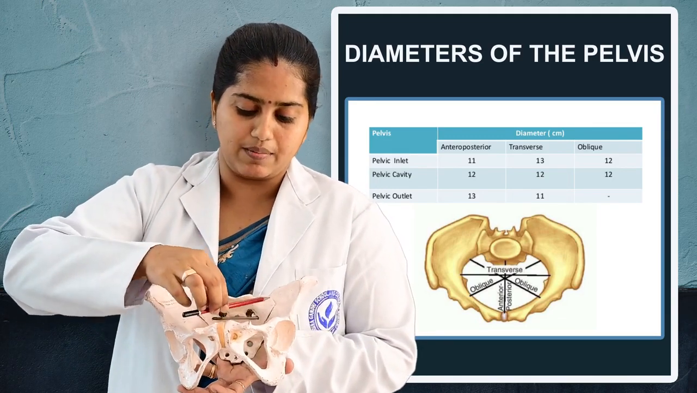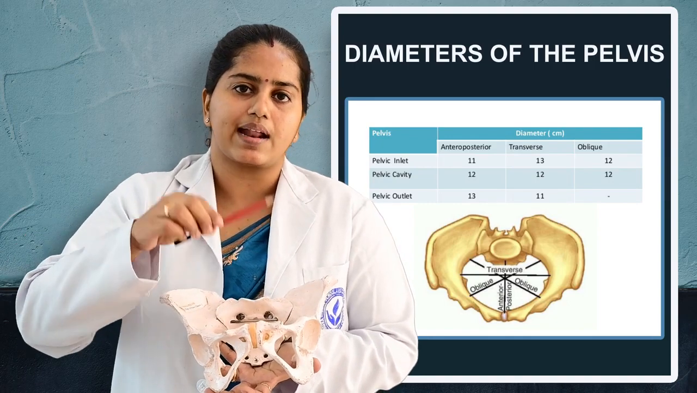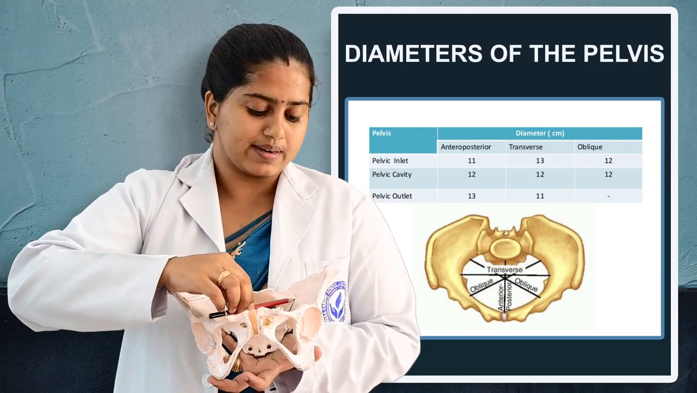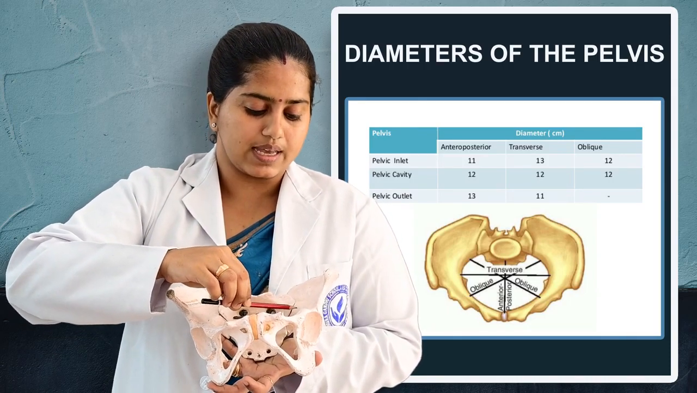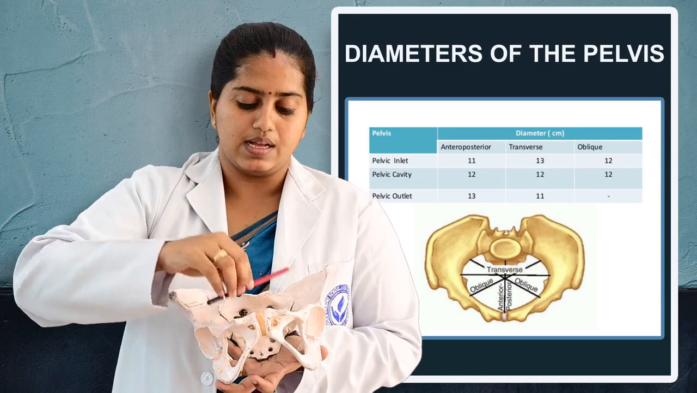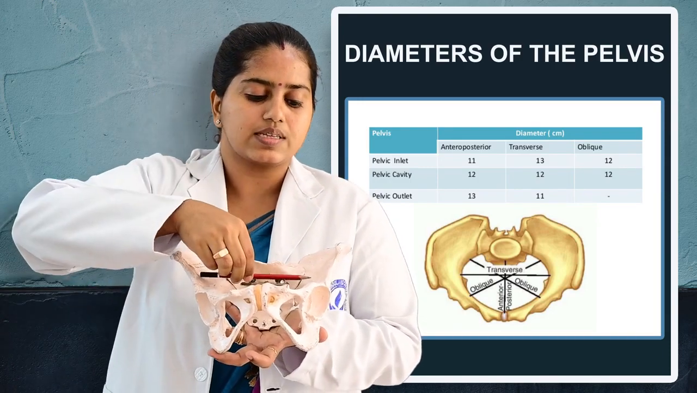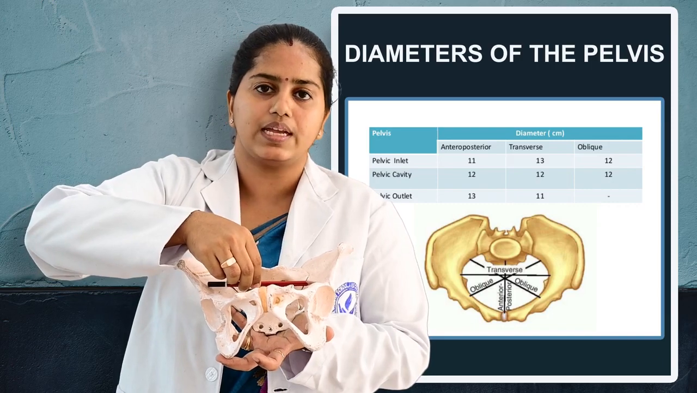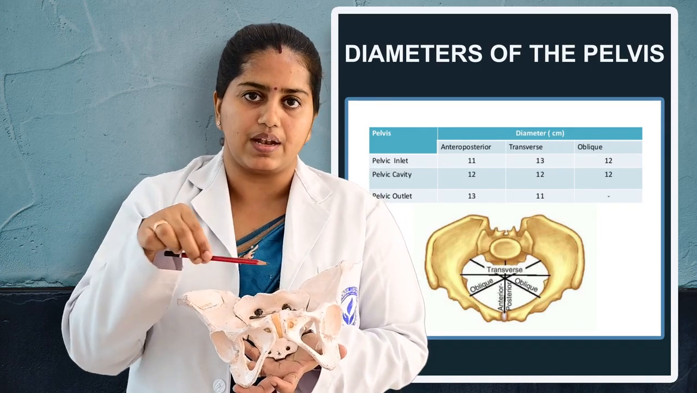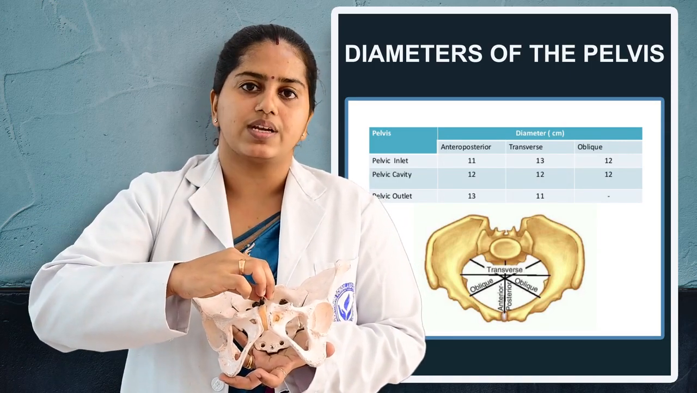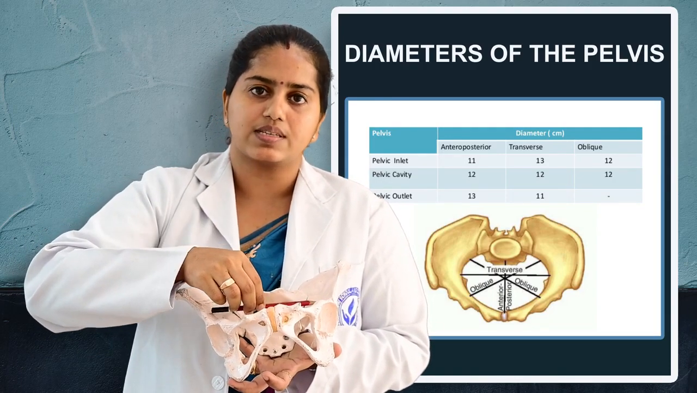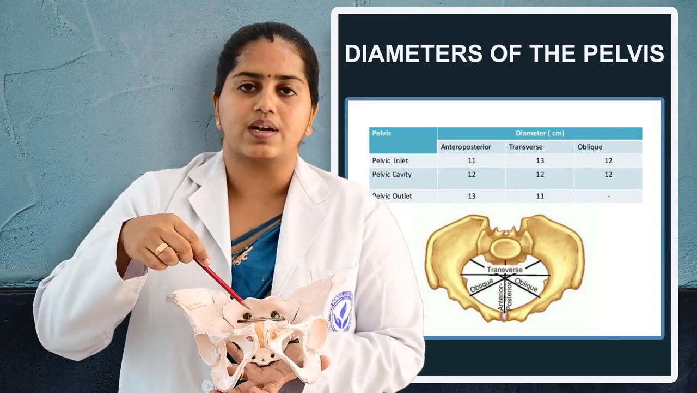Then next is the oblique diameter. There are two, the right oblique diameter and the left oblique diameter, and both are 12 cm. The oblique diameter lies from one sacroiliac joint to the iliopectineal eminence of the other side, that is 12 cm. Then the transverse diameter lies between the furthest points of the iliopectineal line, that is 13 cm. These are the diameters of the pelvic brim. You can remember the anteroposterior diameter is 11 cm, the oblique diameter is 12 cm, and the transverse diameter is 13 cm.